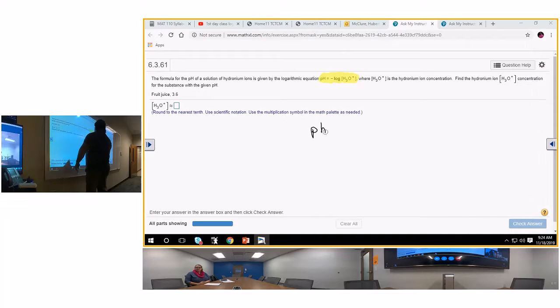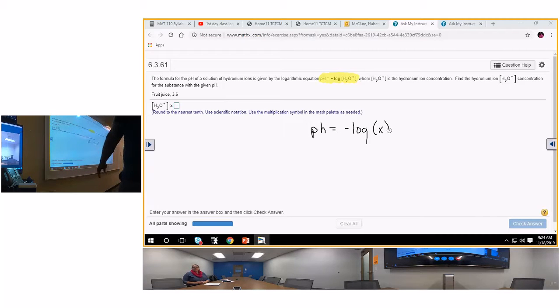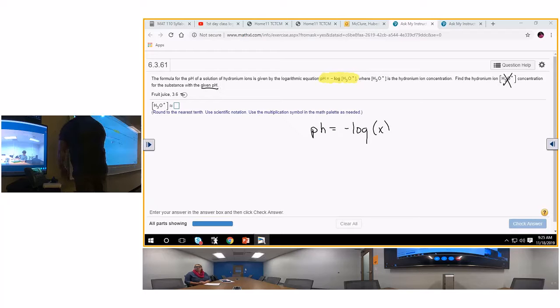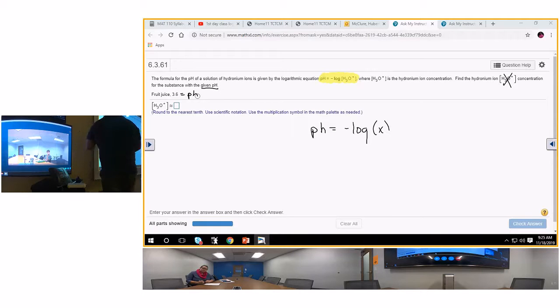pH is equal to negative log of, can we just say X? Yes, you can say X. Why? Because we don't know what H3O is. Now, if you're a chemistry major, that's what? I have no earthly idea. It's hydrogen oxide something. All right, so find the hydronium. So we're solving for what? X. Given, what's this given right here mean? That this is equal to what? So if that's equal to pH, what are we going to do with that 3.6?